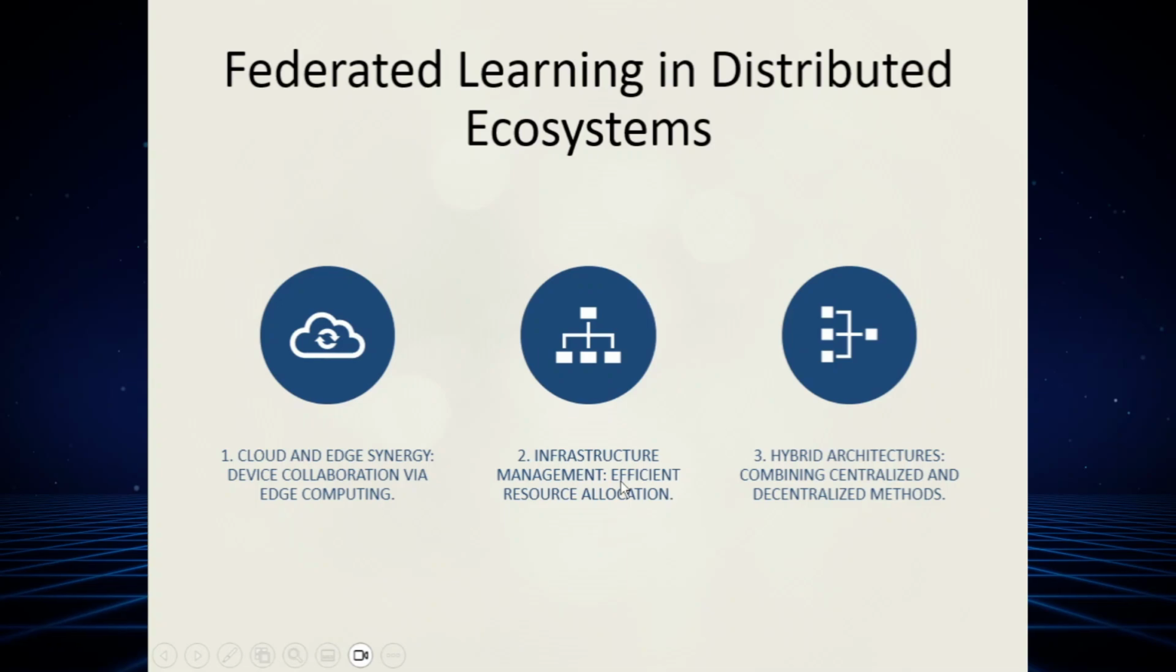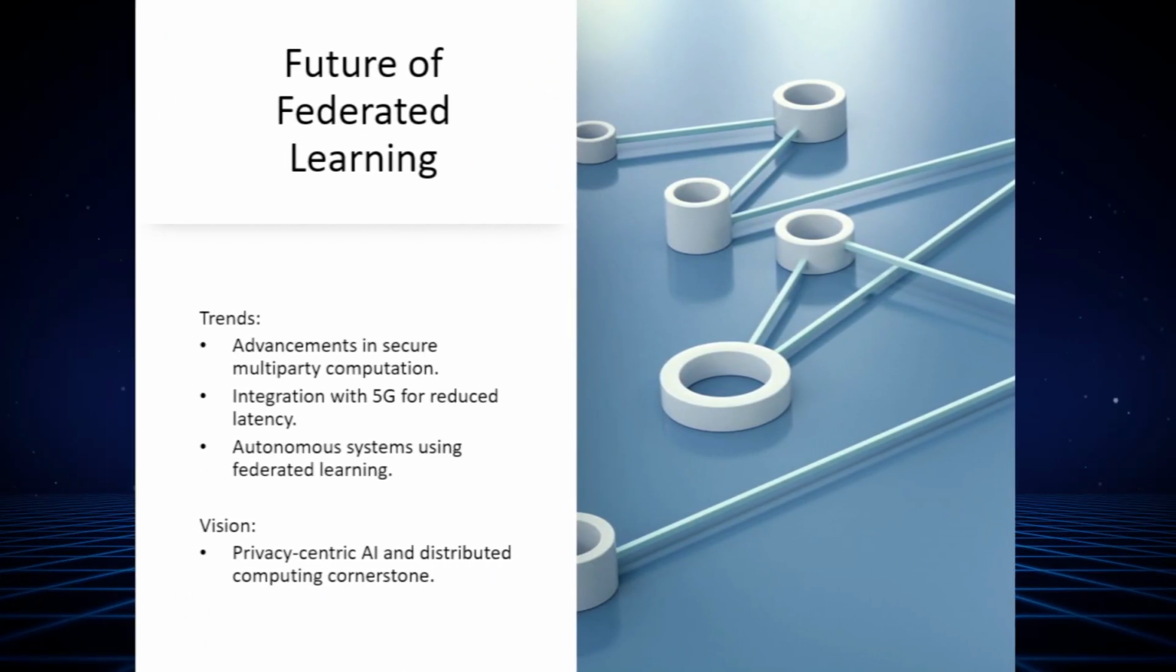Federated learning supports efficient resource allocation. By distributing workload across devices, it reduces strain on centralized servers and makes large-scale deployment more practical and sustainable. 3. Hybrid architectures. Combining centralized and decentralized approaches leads to hybrid systems that balance scalability, efficiency, and privacy.